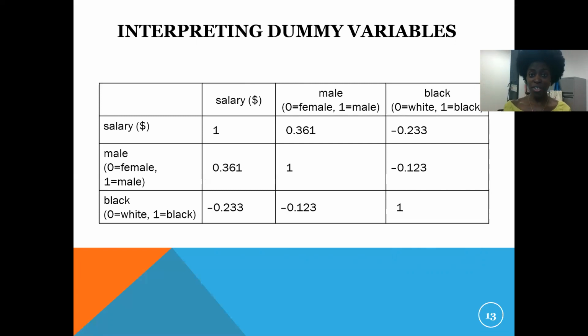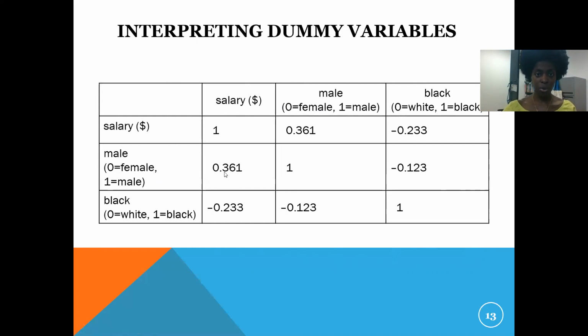So, another correlation matrix. How many variables do we have? 1, 2, 3. One variable salary, another gender, another race. What else do we see? A whole set of numbers, right? And we see the ones because it's a one-to-one relationship with itself. What's the relationship between salary and male? What's the correlation coefficient? Well, it is 0.361.